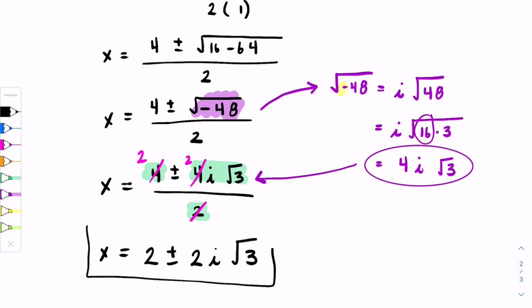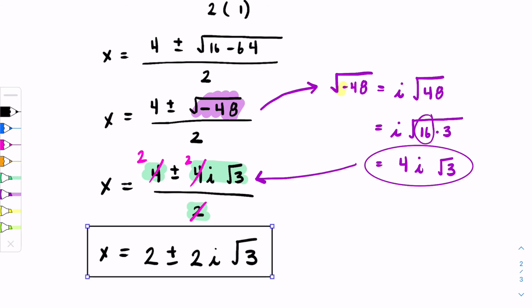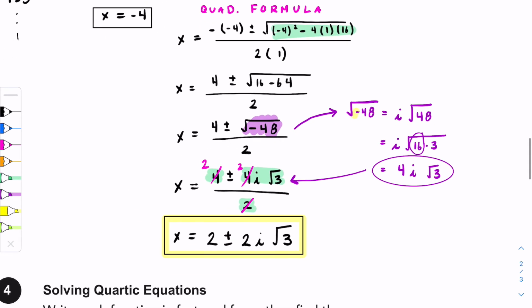Now technically this is two separate answers. If I was to write out my two separate answers, I would write them out separately with this plus or minus sign. So one of my answers is 2 plus 2i square root of 3, and the other answer is 2 minus 2i square root of 3. Don't forget you also have your original answer of x equals -4.